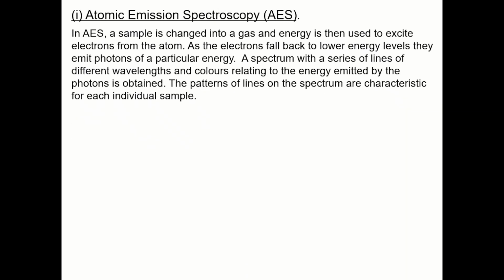What is it? What we need to do first is we need to take our sample, and we tend to change it into a gas. We like doing things with samples that are in a gaseous state. Remember, when we speak about ionization energy, we're always talking about removing electrons in the gaseous state. But what we tend to do in this technique is that we take a sample, we change it into a gas, and then we use some form of energy to excite the electrons in the atom.